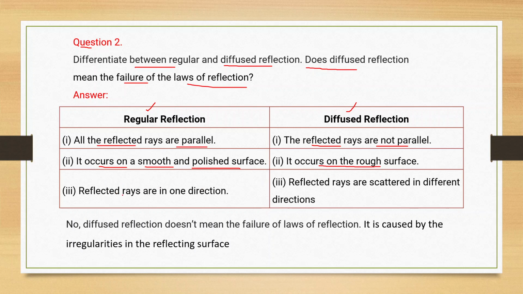In case of regular reflection, reflected rays are in one direction. In case of diffuse reflection, reflected rays are scattered in different directions. Clear? Now, answer of second part, does a diffuse reflection mean the failure of the laws of reflection? Our answer is no. Diffuse reflection doesn't mean the failure of laws of reflection. It is caused by the irregularities in the reflecting surface.